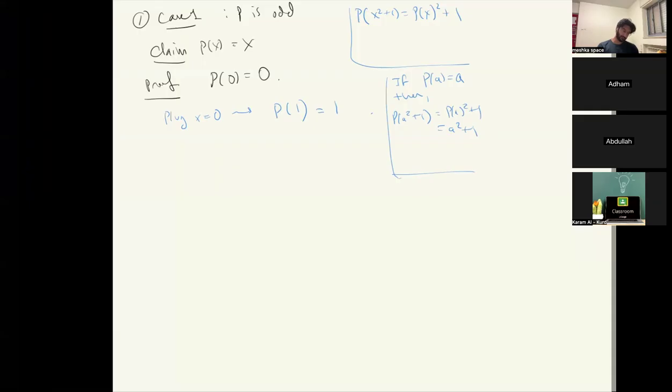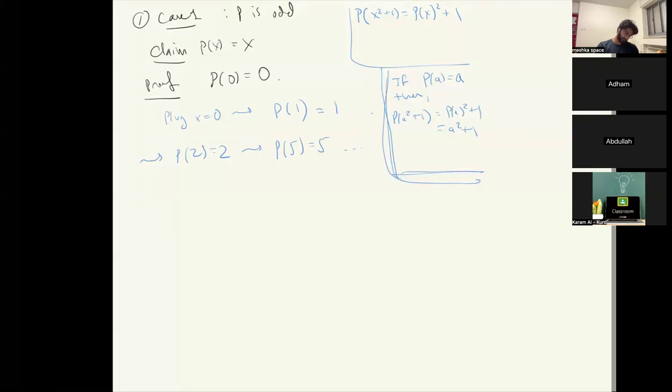Yeah, this is a very nice observation. It's a very powerful observation because now what do we do? We saw p of 0 equals 0, then we got p of 1 equals 1. But then we'll get p of 2 equals 2, and then we'll get p of 5 equals 5, and so on and so forth.